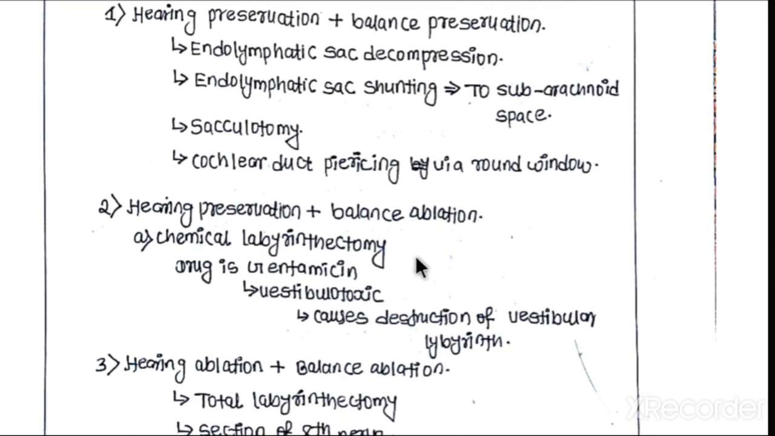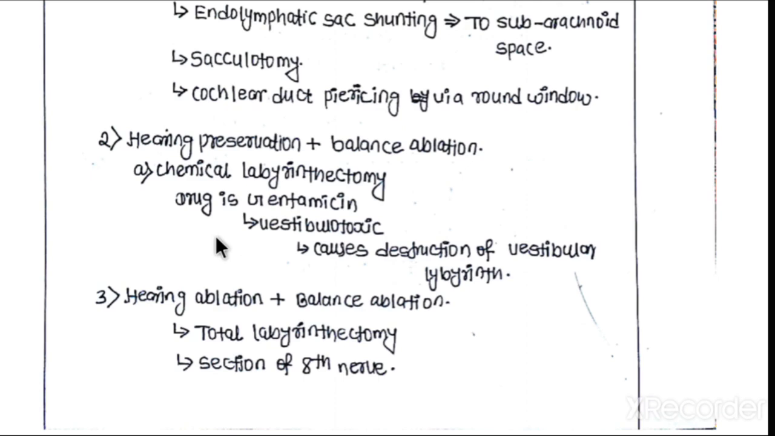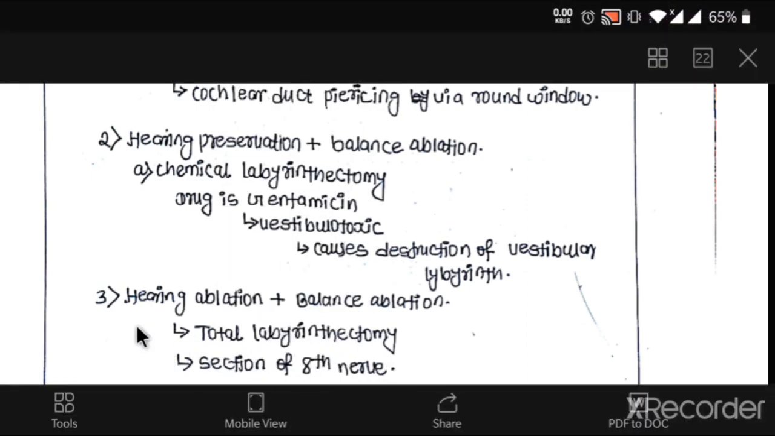Hearing preservation and balance ablation: chemical labyrinthectomy. Drugs like gentamicin, which is vestibulotoxic, can be used, causing destruction of the vestibular labyrinth. Hearing ablation and balance ablation: this is total labyrinthectomy and section of the 8th nerve.